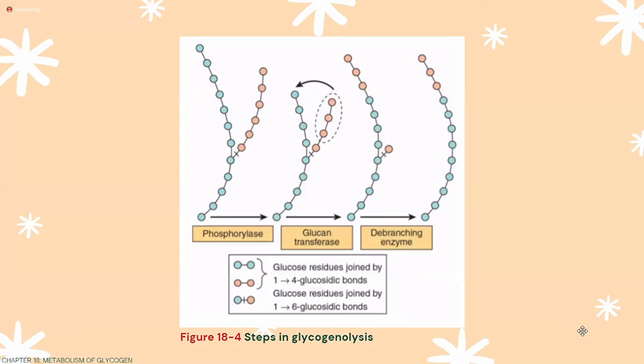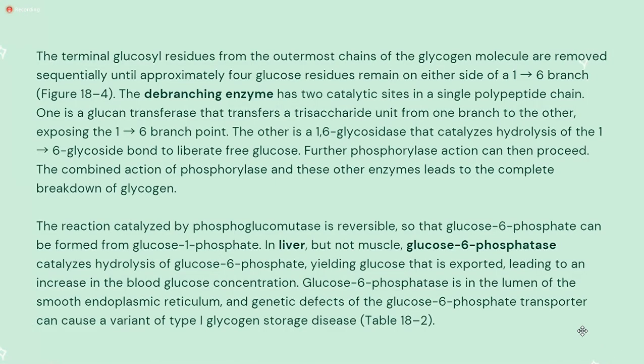Glycogenolysis. So remember this, in the liver, but not in the muscle, glucose-6-phosphatase. That is why the muscle in glycogenolysis cannot form free glucose.